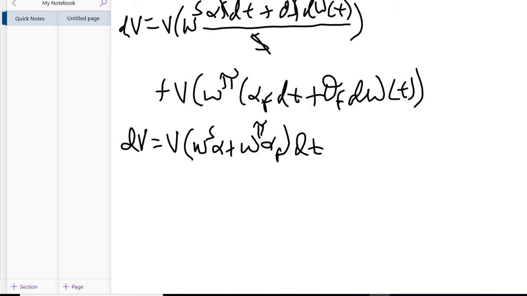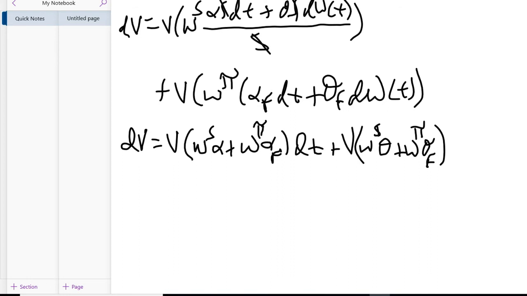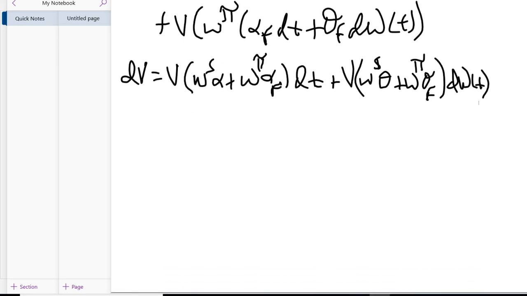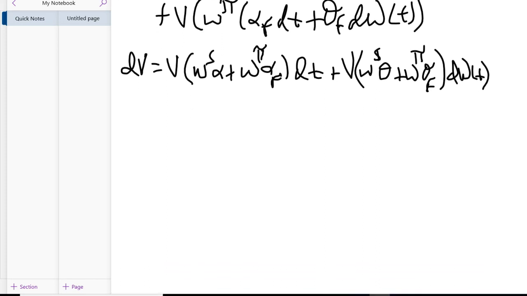Let me clean that up a little bit. Plus V times (w_S sigma plus w_pi sigma_f) dW_t, of course. Okay, so this is a very important step, very important equation here.